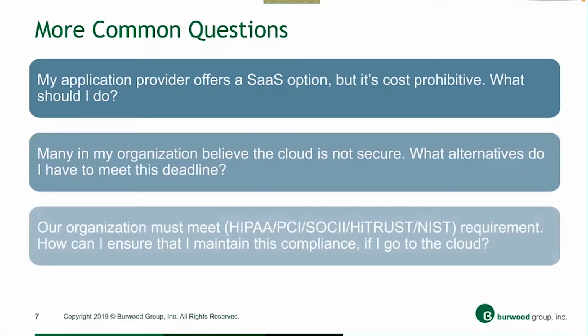Our organization must meet HIPAA, PCI, SOC 2, HITRUST, NIST, you name it, standard requirements. How can you ensure that I maintain this compliance if I go to the cloud? A number of the cloud providers today are HIPAA, PCI, SOC 2, HITRUST compliant, and they have various documentation and/or websites that you can go to and retrieve that documentation that shows that they are meeting these regulatory requirements standards. In addition, some of the cloud providers offer features and/or services within their cloud platform to ensure that you are meeting these standards from a workload perspective.